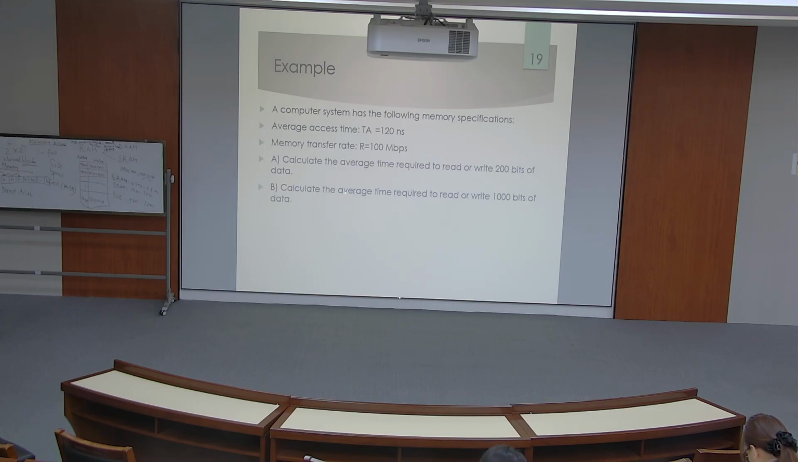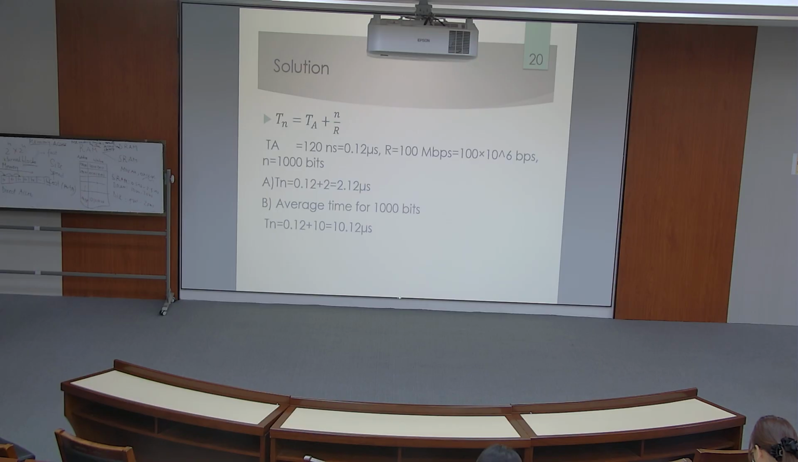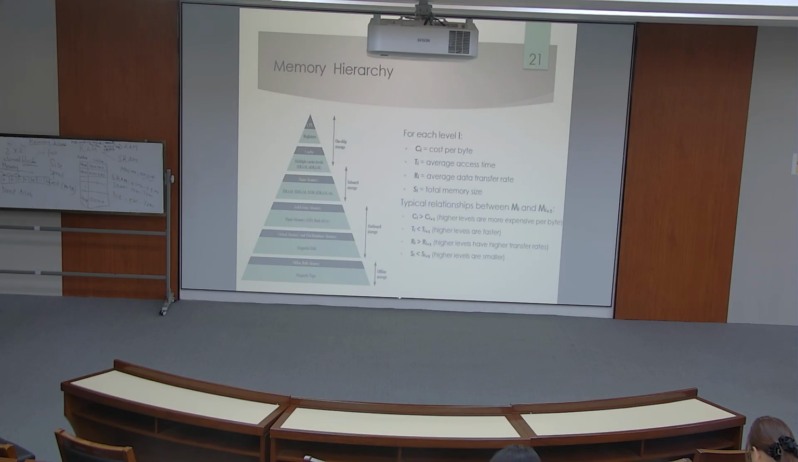The same goes for the average time required to read 1000 bits. You only need to fill in the values. We have N, which now equals 1000. So you can easily find the answer, the time required to read the 1000 bits and the time required to read the 200 bits. Now, we're going to have a look at the memory hierarchy.